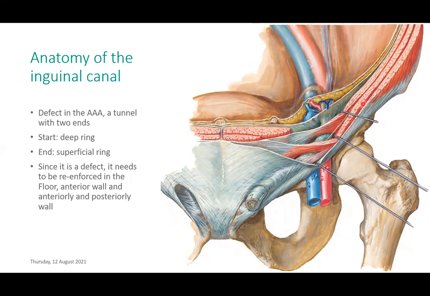Laterally will be the internal oblique muscle. And can you see this nerve? Can you see this nerve that passes between the transversus abdominis muscle and the internal oblique? This one would pierce through the internal oblique to pass through the inguinal canal. Which one of this? Which one of this, guys? Do you see this nerve?